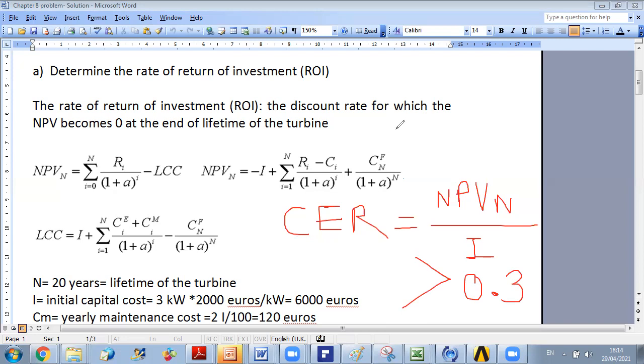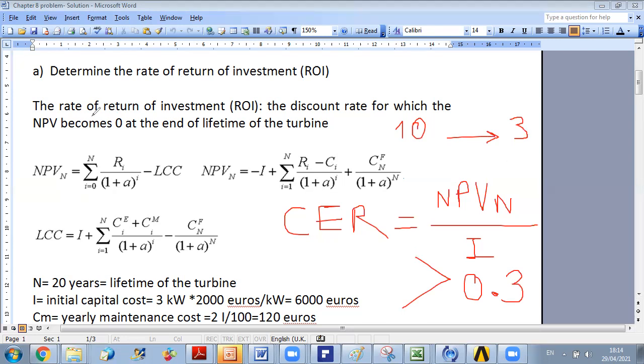This means that if I invest, let's say, $10,000, then at the end of my lifetime, I should gain $3,000. Okay, so in this case, I can consider that it is a profitable project.